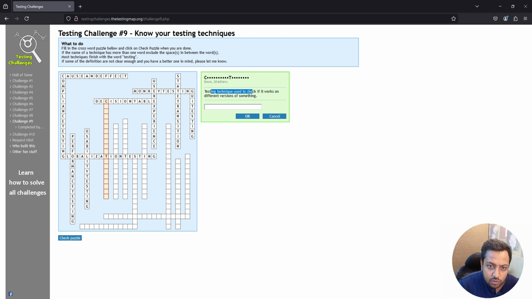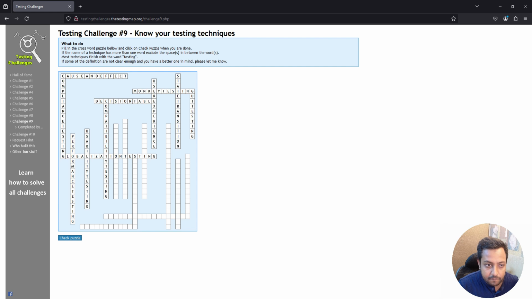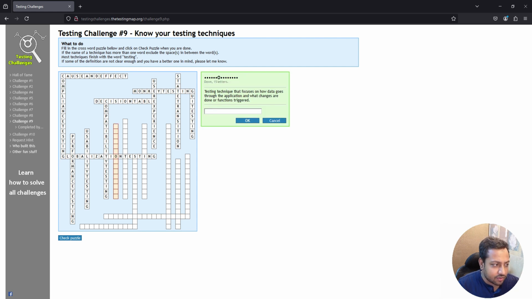Testing technique used to check if it works on different versions of something. When you talk about different versions, it is nothing but you are checking the compatibility of it. So we'll write compatibility testing. Whoa, that was good. The next one.